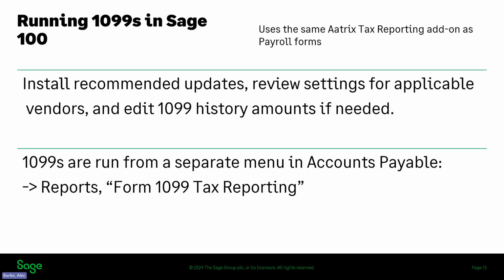So one example is the way that the name is broken into several different fields, if you're filing as an individual. We'll look at that in a minute. But you will want to install the IRD update, the interim release download that should be posted now out on our download portal. So install your recommended updates, review settings for applicable vendors, and edit 1099 history amounts if needed.